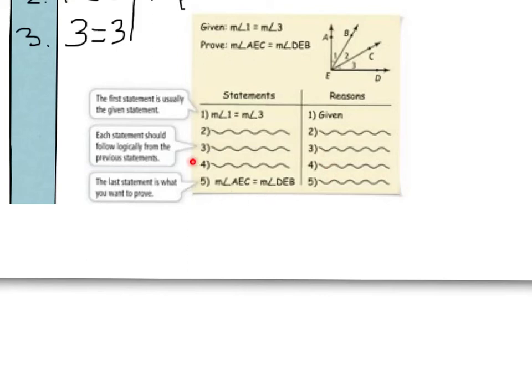And at the end, you always want to write what you are trying to prove. You're trying to prove that this statement is true, so that's what should be at the bottom, along with the reason that goes with it.